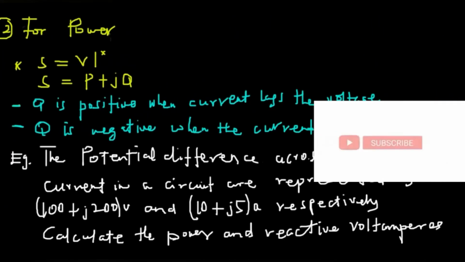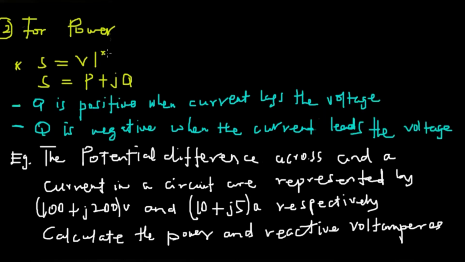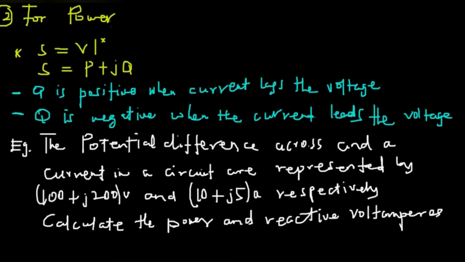So for power, these are the two main changes you need to know. We have S, the apparent power, equal to VI, but you could see that we have an asterisk over here. It means that you have to take the negative for the current. We will take an example so that you get to understand. The same thing applies. For converting towards complex numbers, we have P plus jQ. That's the general formula.